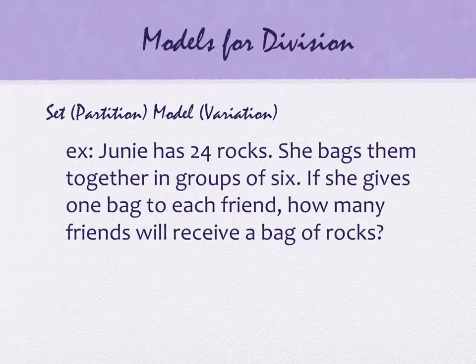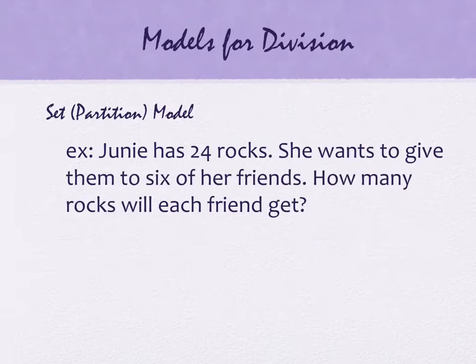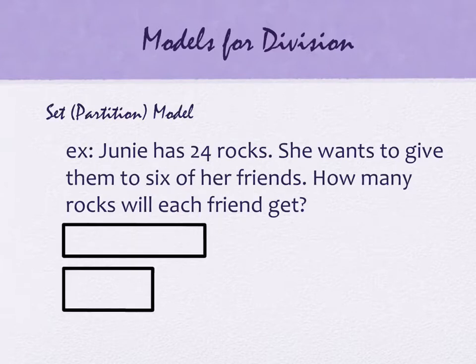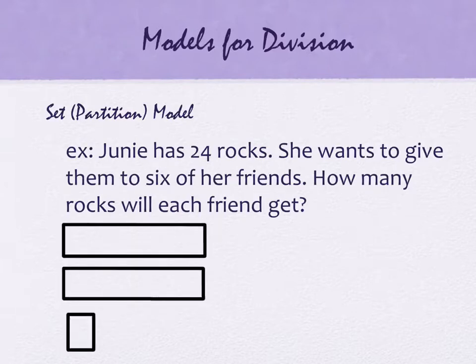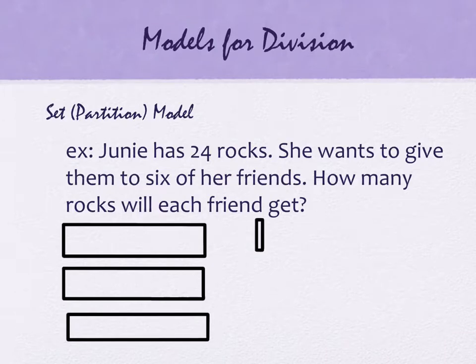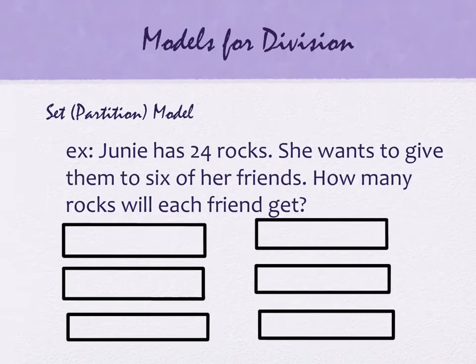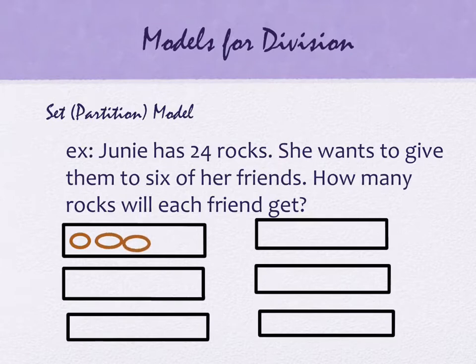Okay? So what does this look like in terms of a picture? Well, this one says Junie has 24 rocks and she wants to give them to 6 of her friends. What this means is that I'm going to put a box for each one of my friends, and I have to put rocks in each of these boxes until all 24 rocks are gone, and I want to do that in an even way. So much like what I did with the repeated subtraction, I don't necessarily have to do it by 1 rock per person, but maybe I say, okay, maybe it's 3. So I'm going to put 3 rocks in each of these.